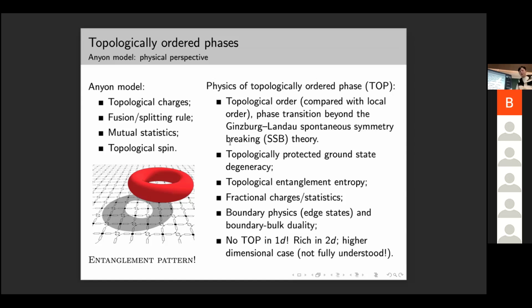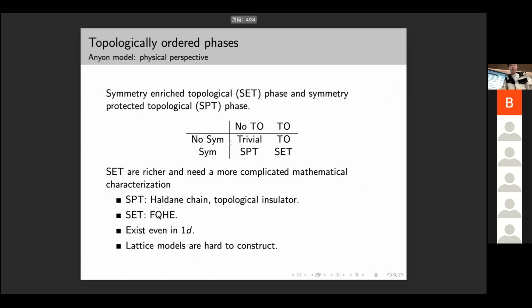And so we know that for the topologically ordered phases, the ground state has long range entanglement. And it has been shown that for 1D gapped systems, there are no topologically ordered phases if we do not introduce any symmetry. And for 2D, we have a very good understanding of the topological phase. For the higher dimensional case, it's not fully understood, and there are some higher dimensional excitations. And so the mathematical structure behind this model is not so clear at this stage.